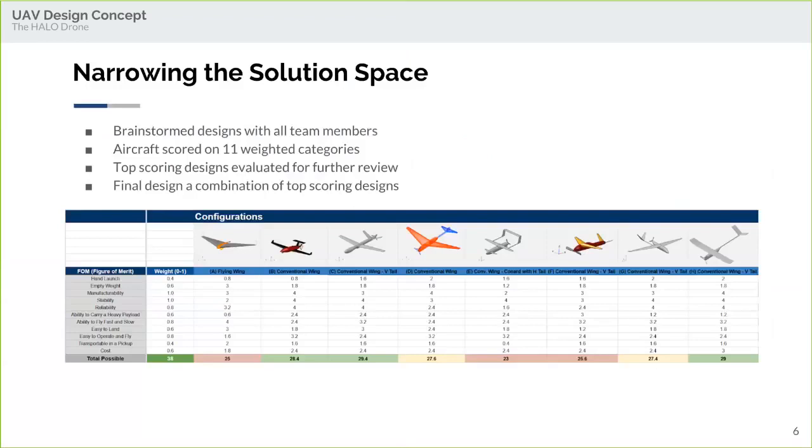Next, we weighted each UAV design based on different categories. You can see in the diagram the different categories that were weighted, specifically hand launch, empty weight, manufacturability, and the rest there. After they were weighted, we took the top scoring designs, which there were 3 of them, and essentially we made a hybrid of the 3 designs to come up with our final UAV design.